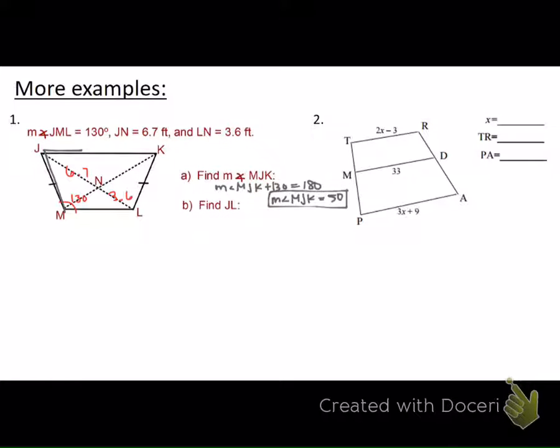Okay, what do you know about the diagonals in an isosceles trapezoid? They are congruent, but it says to find JL. What are we going to do to find JL? What are we going to add together? 6.7 and 3.6. Good. So that's 10.3. Okay, let's just do this last problem here, and then I will get you guys your homework.